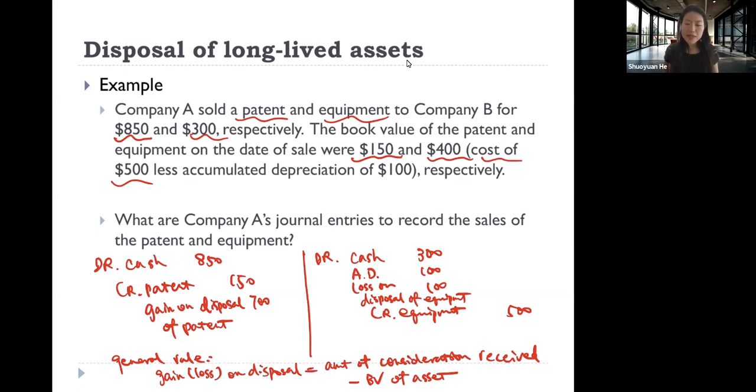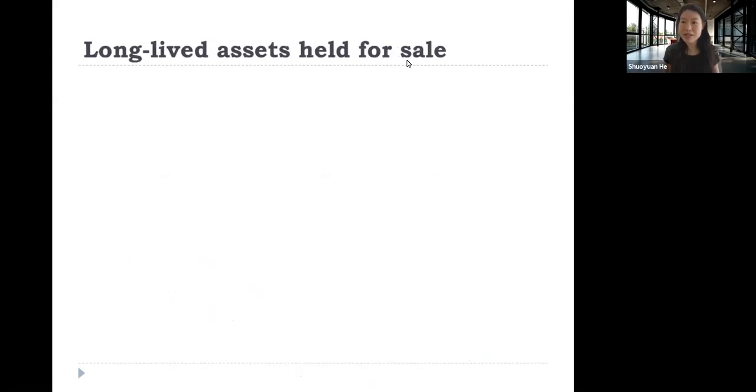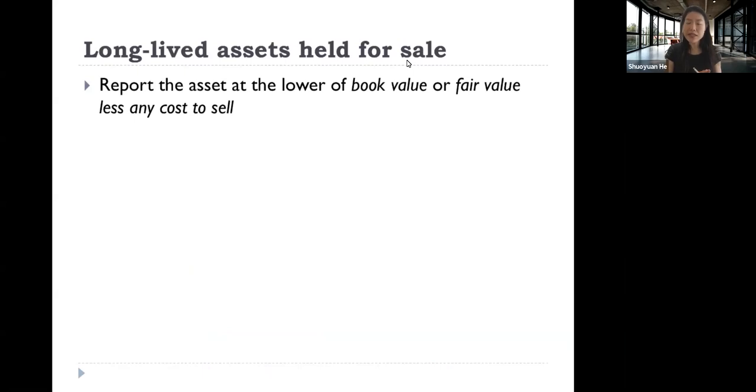So this is about if an asset has already been disposed. However, we mentioned that there's a second situation. Sometimes the asset is considered held for sale. And this held for sale just means that the company has an intention to sell the asset, but it hasn't been sold yet, so to be sold in the future. And in this situation, we report the asset at the lower of the book value or fair value less any cost to sell.